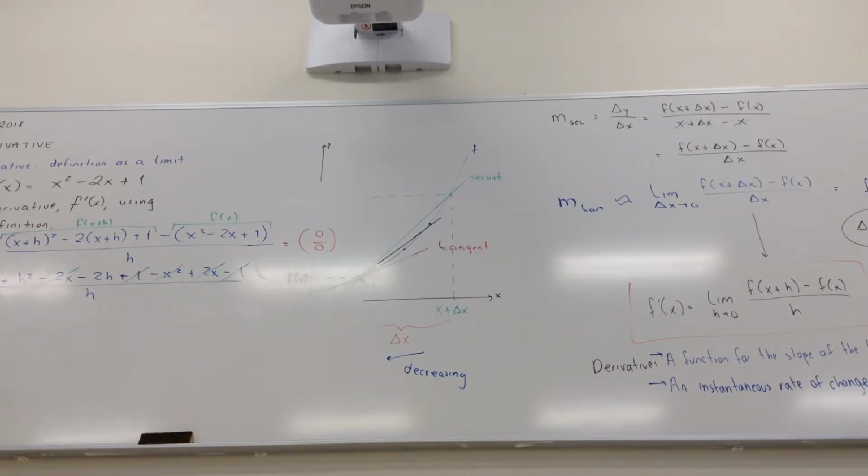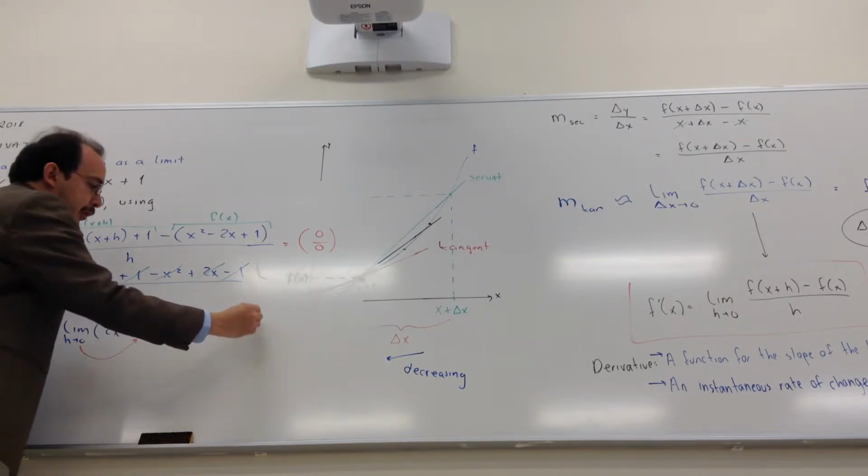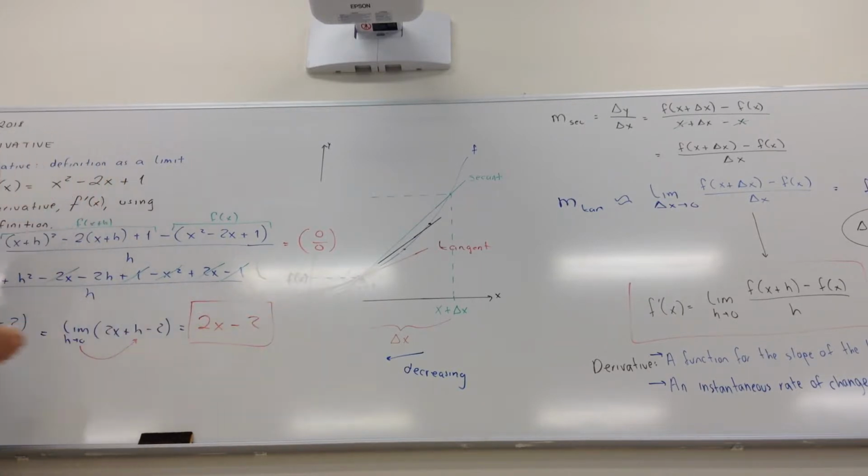h multiplies 2x plus h minus 2, over h. Can I simplify? Yes. So now I have limit h approaches 0 of just 2x plus h minus 2. And lastly, I evaluate it again. So the answer is 2x plus h minus 2. This h becomes 0, so 2x minus 2. That's my answer. That's my derivative. The derivative of that function is 2x minus 2.